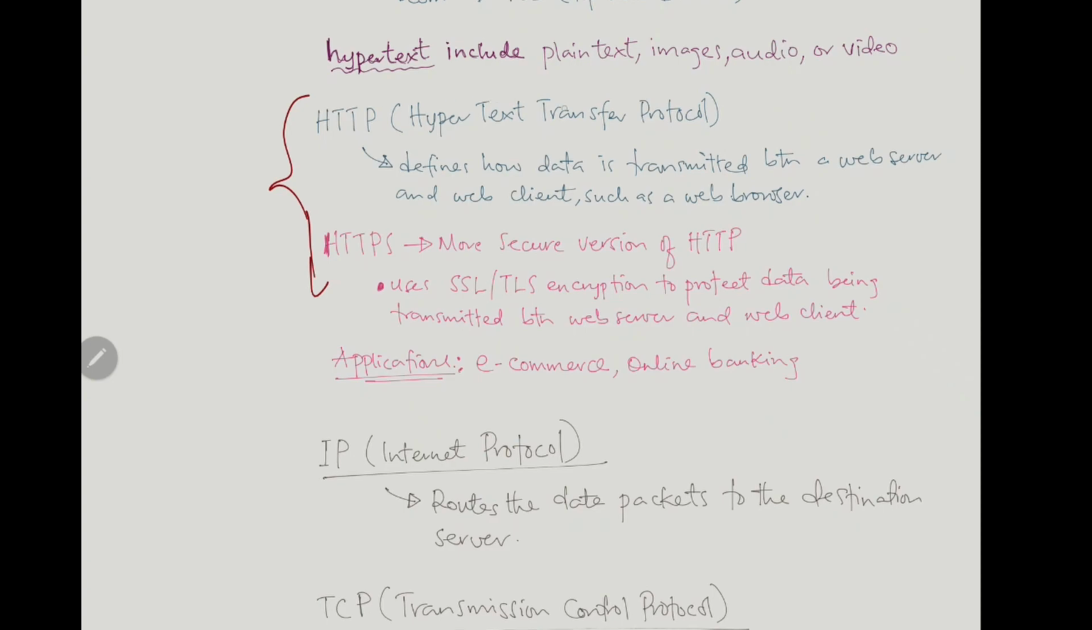So you have the hypertext transfer protocol, which defines how data is transmitted between a web server and a web client. In this case, you can take a web browser as an example of a web client. HTTPS is a more secure version of HTTP and uses SSL and TLS encryption to protect data that is being transmitted between the web server and the web client.